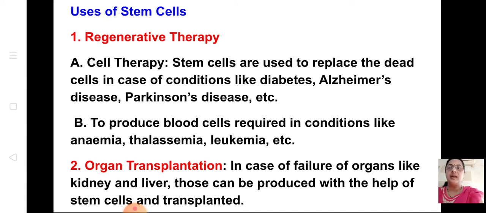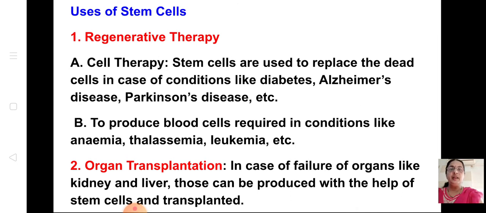And to produce blood cells required in conditions like anemia, thalassemia, leukemia. Sometimes in these diseases, we will require some red blood cells or blood cells, like platelets and white blood cells. So we can use the stem cells to produce these blood cells. Okay, and it is also very useful in organ transplantation.